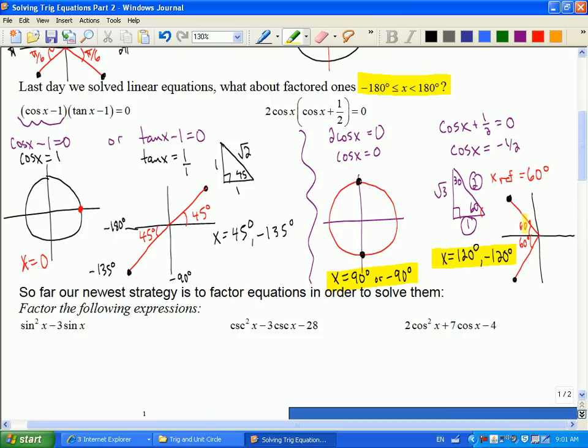So for the first one, it's a unit circle problem. You need to figure out where the x-coordinate is 0. That happens in two places. One at the top, which is 90 degrees. The other at the bottom, which in our case is negative 90, since the interval is from negative 180 to 180.